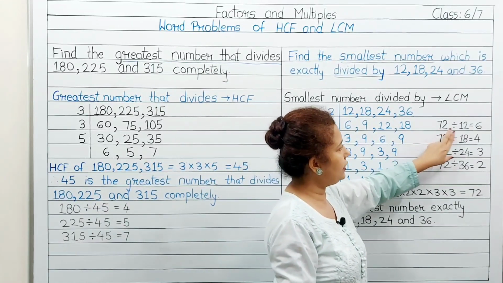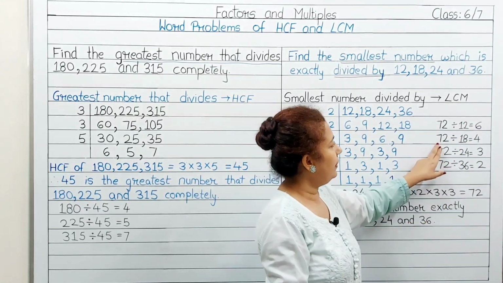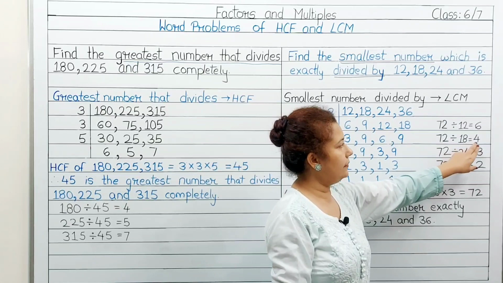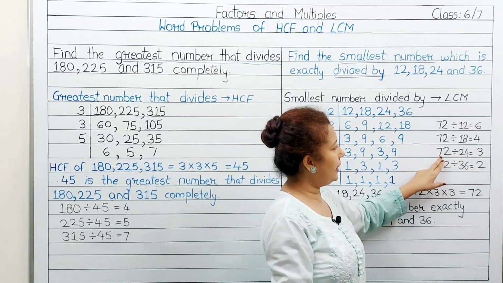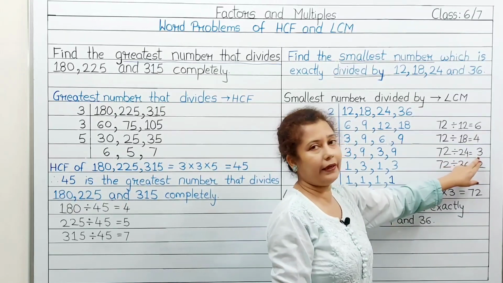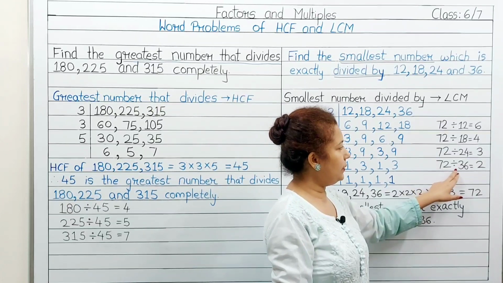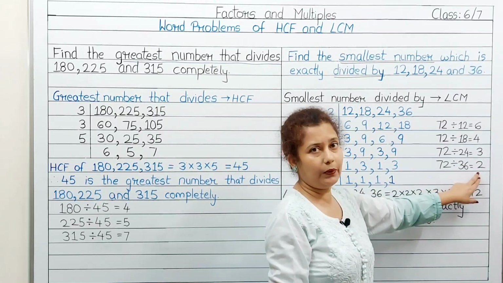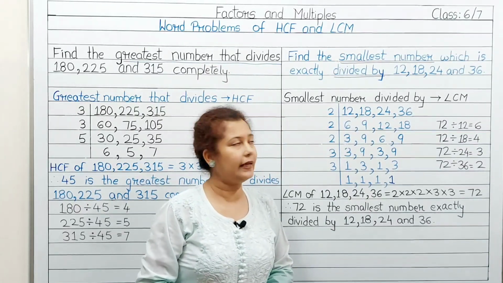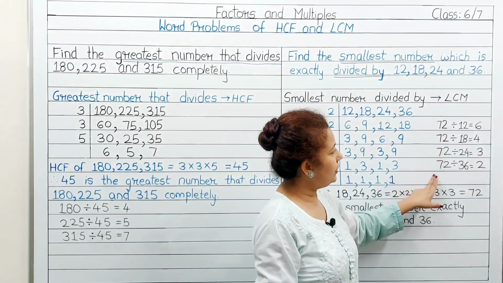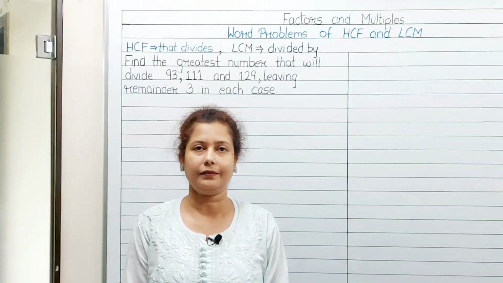When we divide 72 by 12, we get 6 with 0 as the remainder. When we divide 72 by 18, we get 4 as the quotient and 0 as the remainder. When we divide 72 by 24, we get 3 as the answer with 0 as the remainder. 72 divided by 36, we get 2 as the quotient and 0 as the remainder. That means 72 is divisible by all the given 4 numbers.